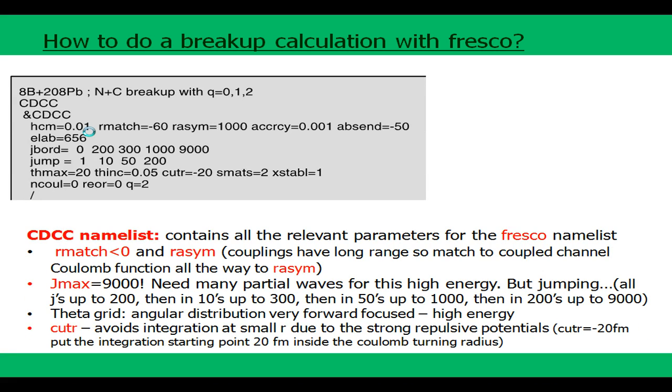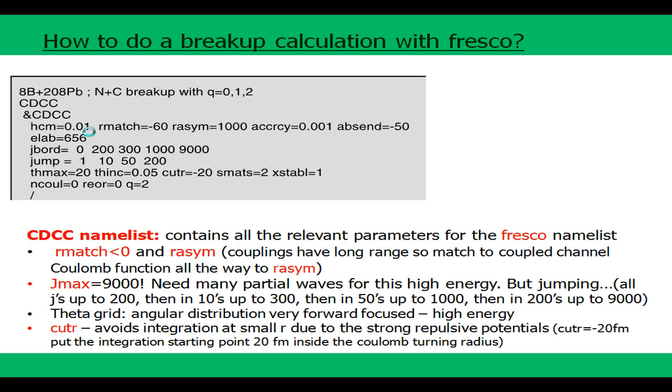So let's start with the first section. It's a namelist called CDCC. That's sort of a method namelist. It has all the details of the method. And if you think of the standard Fresco input, there's a namelist called Fresco that usually contains this sort of information. So if you remember, HCM was the step size for the radial integration. RMATCH was the maximum radius, the radius at which you stopped your integration and did your matching.